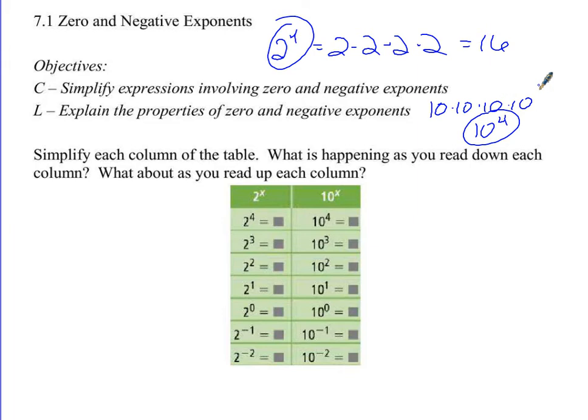Ignore all that. You don't need to know that. You need to know that exponents are repeated multiplication. So let's simplify each column of the table. Notice what we have here, 2 to the x power and 10 to the x power. It's not a coincidence that I chose 2 to the 4th and 10 to the 4th here. All right. So in this left column, we have 2 to the 4th power, which is what? Yeah, it's 16. What's 2 to the 3rd power?